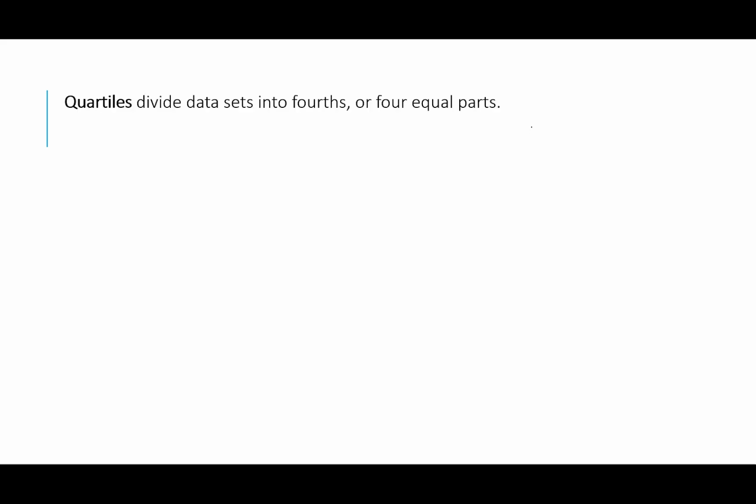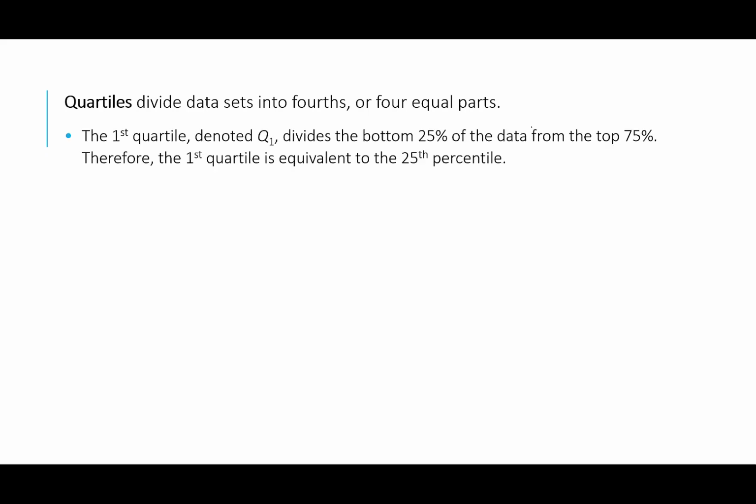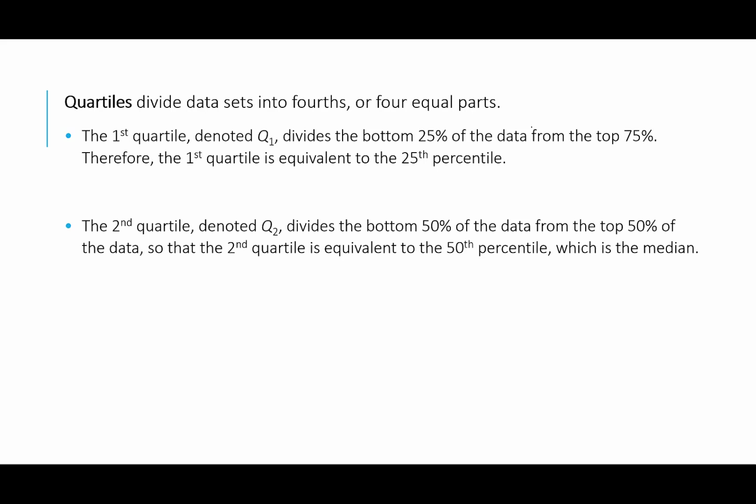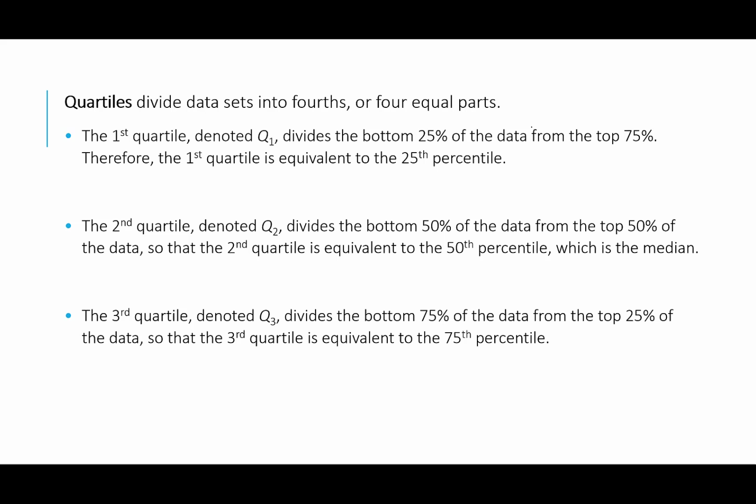To find the quartiles, we need to divide our data into 4 equal parts. The first quartile, denoted Q1, divides the bottom 25% from the rest of the data. So that's 25% below, 75% above. The second quartile, Q2, divides 50% below from 50% above. And our last quartile, denoted Q3, says I have 75% below Q3 and only 25% above Q3.